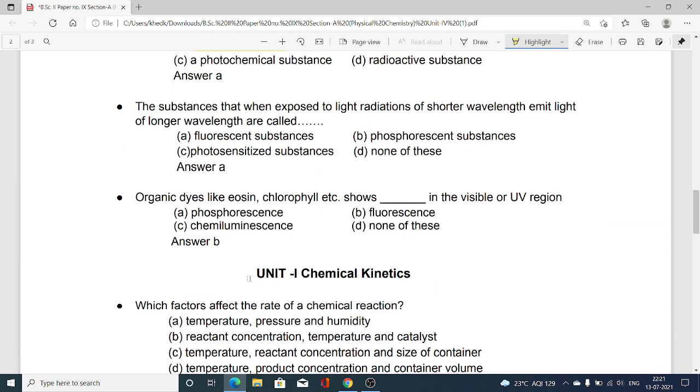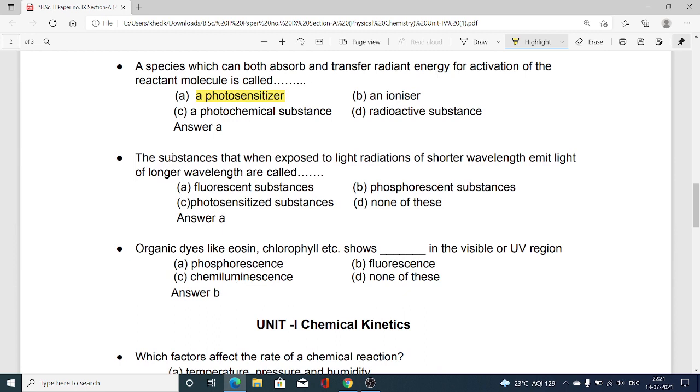Next question. The substance that when exposed to light radiations of shorter wavelength emit light of longer wavelength are called dash dash. Option A, fluorescent substances. Option B, phosphorescent substances. Option C, photosensitized substances. Option D, none of these. Amongst these, option A is correct for the question.